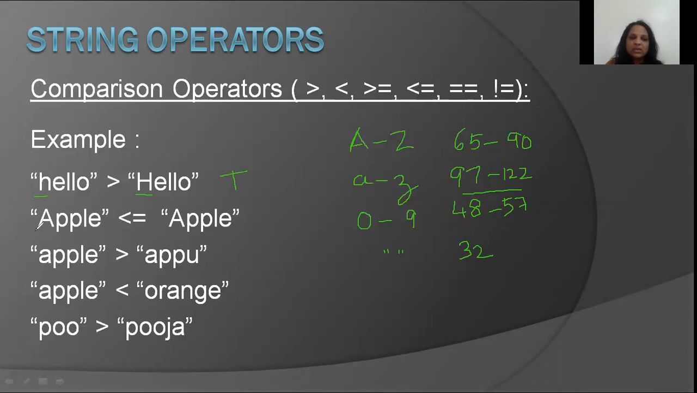Now coming to this, apple less than or equal to apple? Yeah, it's equal to apple, so it's true. Suppose if it was just the less than operator, is apple less than apple? No, it's equal, right? So it would have given me false.